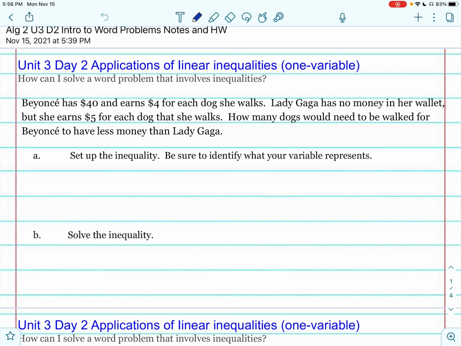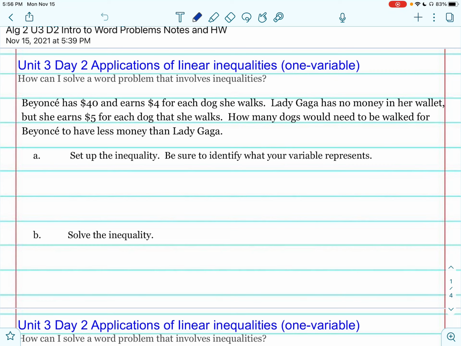So the first one says Beyonce has $40 and earns $4 for each dog she walks. Lady Gaga has no money in her wallet, but she earns $5 for each dog she walks. How many dogs would need to be walked for Beyonce to have less money than Lady Gaga?